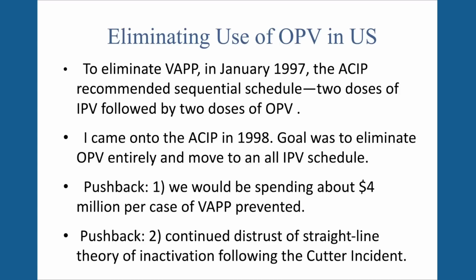But surprisingly, there was pushback just in general, even about moving to that sequential schedule. One was the notion by one of our committee members that we would be spending about $4 million per case of VAP prevented, and that, at least to this person, was not a best use of funds. The other, surprisingly, that there were 2 senior members of that committee who still did not trust that straight line theory of inactivation following the Cutter incident. They feared that the inactivated vaccine still could contain live poliovirus. So that was also part of the pushback.